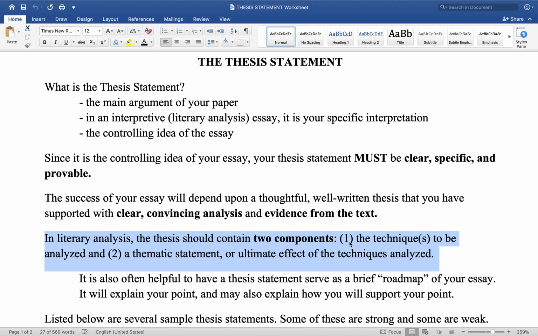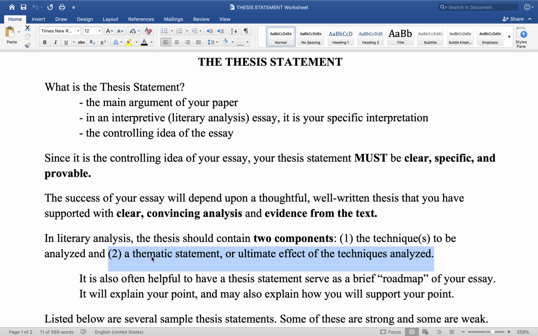But then I always think that it needs to have some reason why we're looking at this. So we'll see in the sample thesis statement that you got on the second page, we had that Great Gatsby thesis statement where it just said that Fitzgerald used symbols, but it didn't tell us why we cared about that. That's where number two comes in. You have to have some reason why you're analyzing those things.